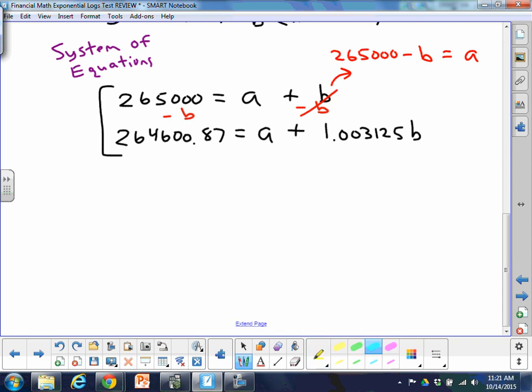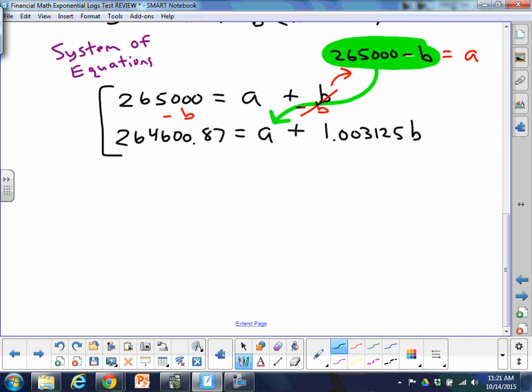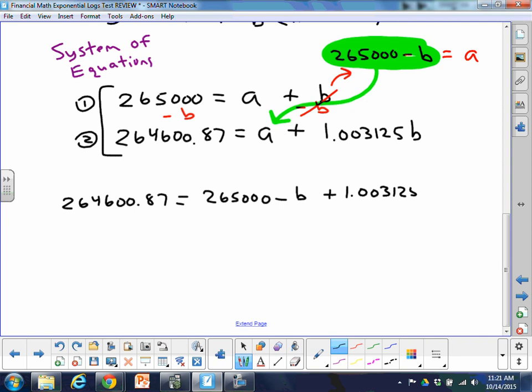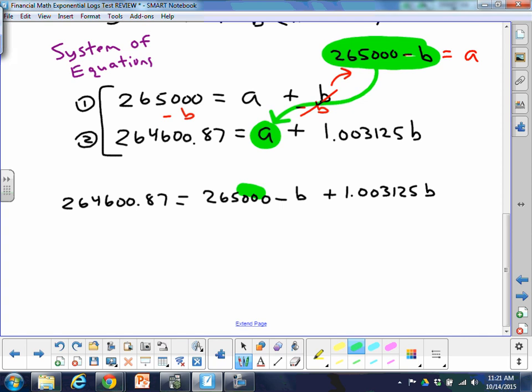And now that that's solved for something, what I can do is take this, which equals a, and go ahead and plug it in for a into that equation. So this is the substitution method. Let's say that's equation 1, that's equation 2. Rewriting the second equation, 264,600.87 equals, now I'm going to replace a with 265,000 minus b, and I still have this plus 1.003125b. Make sure we see the connection there. A just became this, from when we solved the equation to begin with.